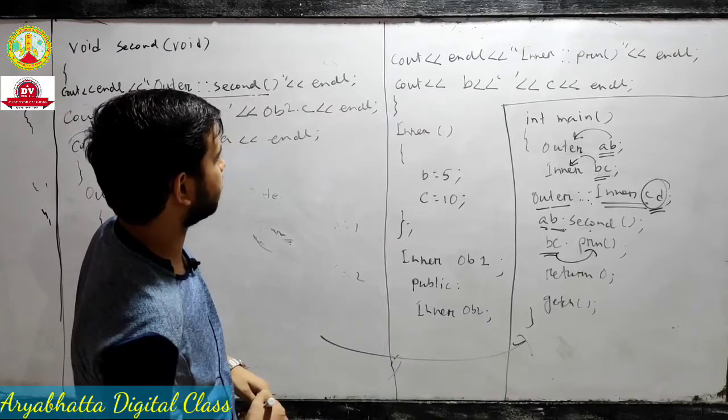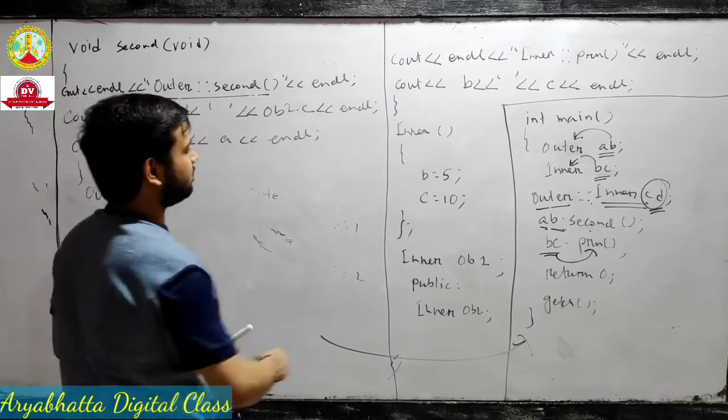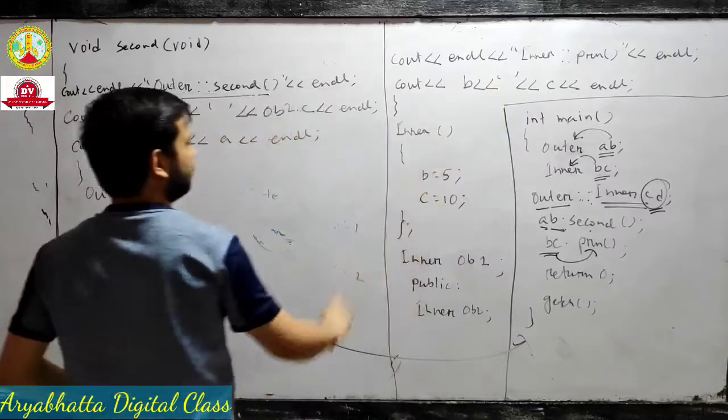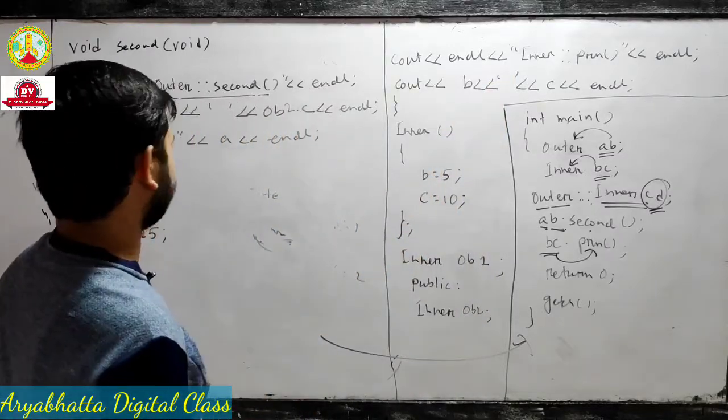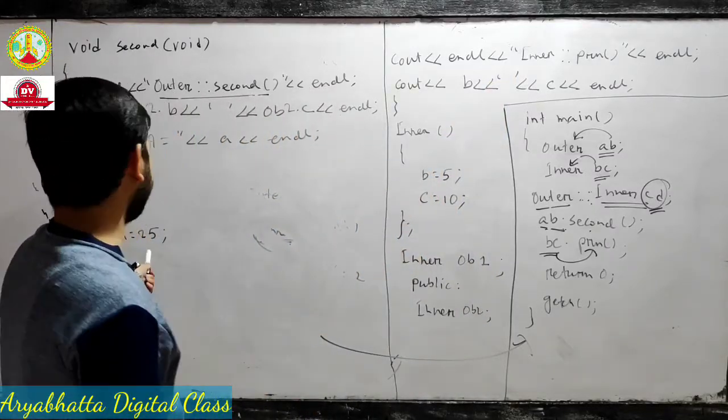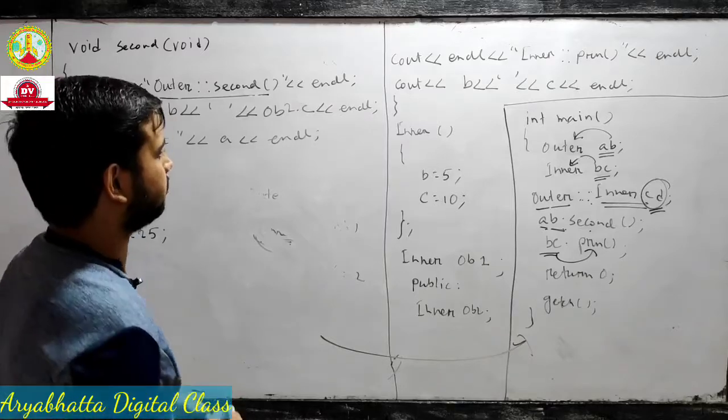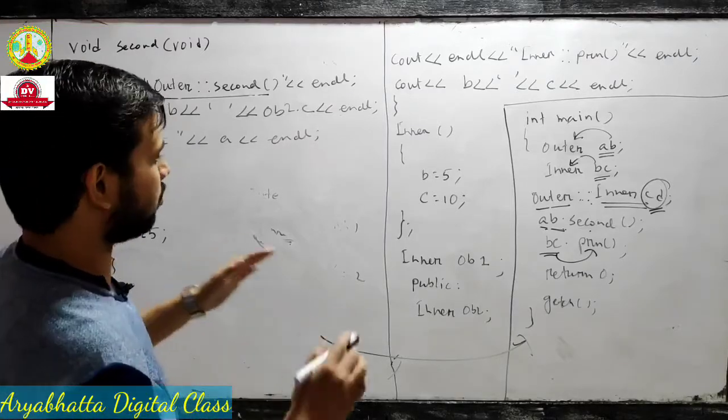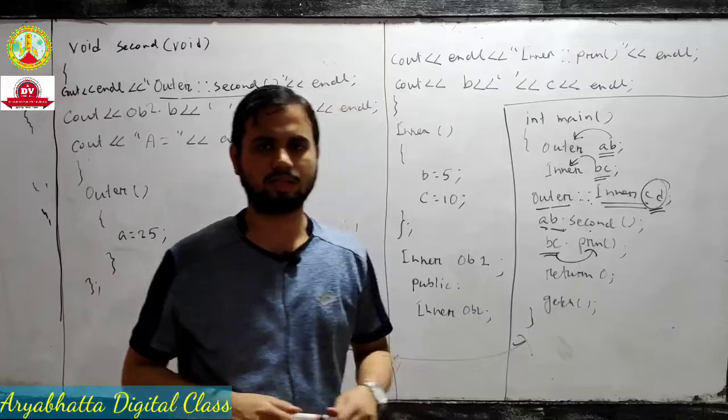Okay, and there is a space between B and C, values 5 and 10. Basically your output will be coming as A25, B5 and C10. This type of program is also important for your practical exam.